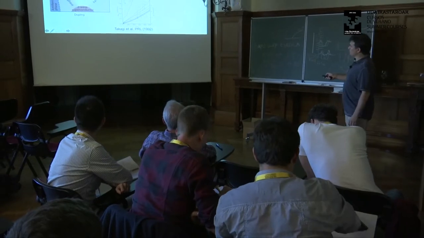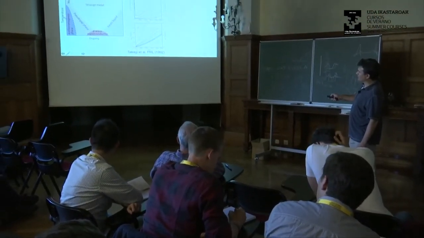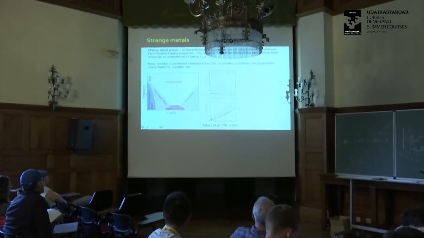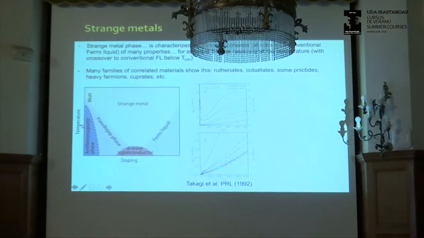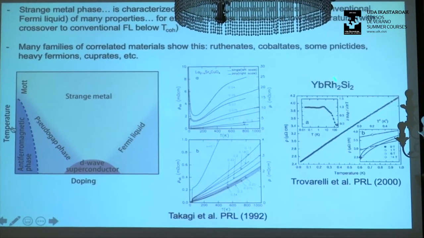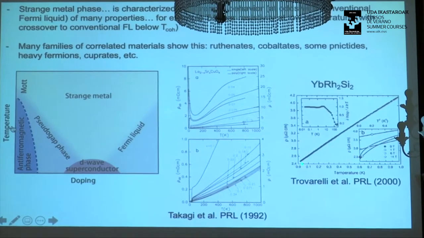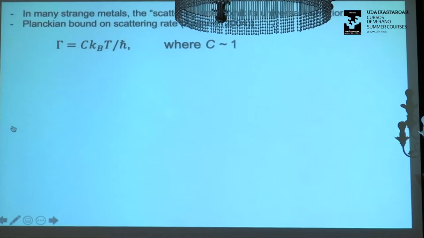So these are some pictures from cuprates where, at certain dopings, if you are right above optimal doping, it's very linear. If you deviate from optimal doping, you have some nonlinearities, and eventually it becomes linear. This is behavior in heavy fermions. The resistivity versus temperature is extremely linear down to extremely low temperatures.